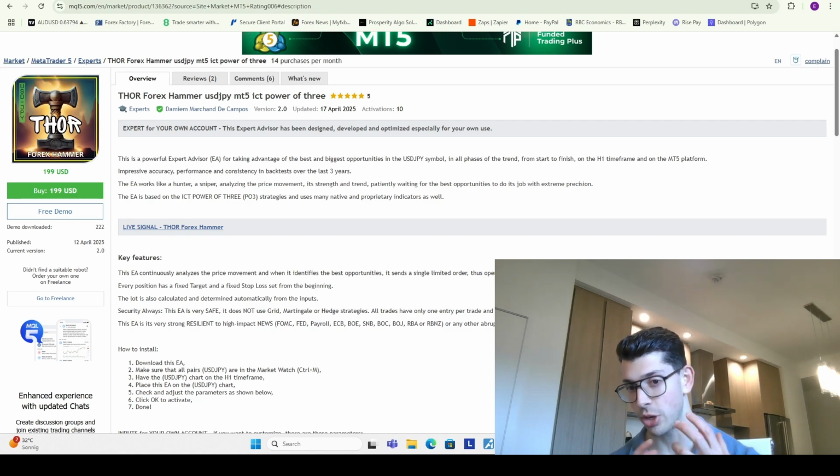So that's why I was very curious to see how this developer took a strategy which usually has a bit more of a discretionary element to it and put it in a purely mechanical system. So yeah, excited to dive in and see how it works.